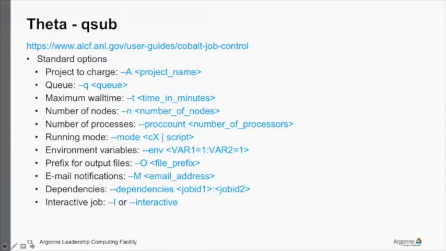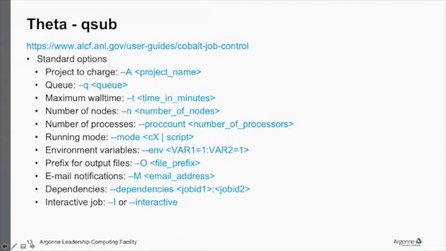-q, the default for -q would be the default queue. In general, that works fine on Theta, but there may be reasons to explicitly set it, and so I would encourage explicitly setting it. The maximum wall time for your job, -t, and you can specify the time in minutes, or you can give an hour, minute, second, or hour, minute notation. The number of nodes allocated for your job, -n. The number of processes, --proccount.